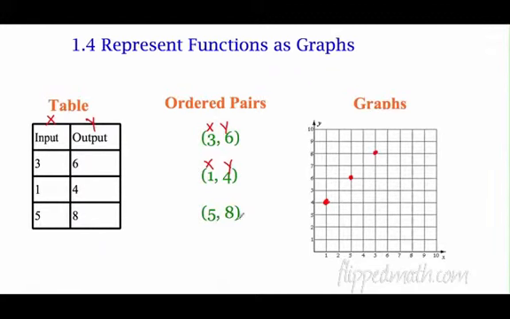So now you can see these are all the exact same thing. I have an input of 1, an output of 4. That puts a dot right here. Input of 3, output of 6. Input of 5, output of 8. All three of these things are exactly the same thing. They just look a little bit different.